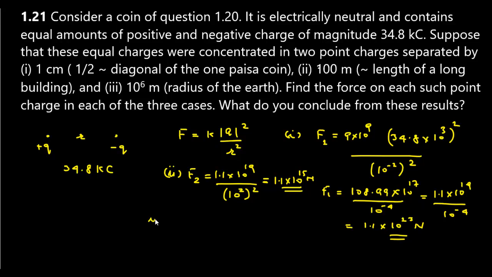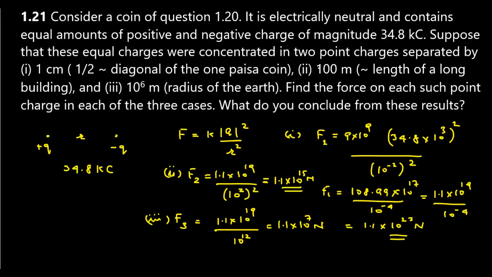Now in the third case, again the separation has been changed, so now it is very large, almost that of the radius of the earth. So this is 1.1 into 10¹⁹ divided by 10¹², squaring 10⁶, so finally we will get 1.1 into 10⁷ Newton, still a very large force.